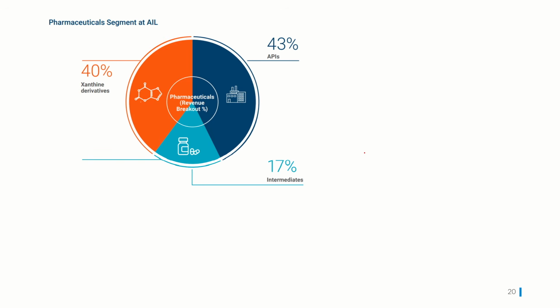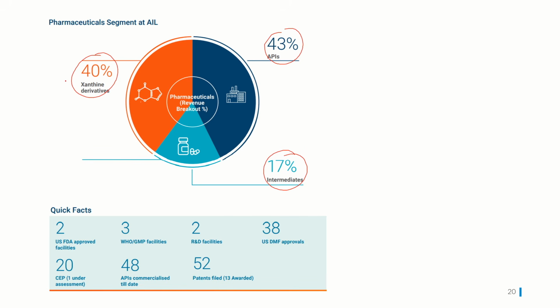Okay, now let's talk about their pharma segments. Their revenue is coming from 3 things: intermediates, APIs, and xanthine derivatives. Now automatically the candidate asks, sir, what are these xanthine derivatives, APIs, and intermediates? Please explain to us. Before doing that, I just want you to focus on this. They have 5 production facilities, 2 R&D research and development facilities, and they have 52 patents filed. 13 of them are awarded. Some of them might have been rejected. Some of them might be under process, right?